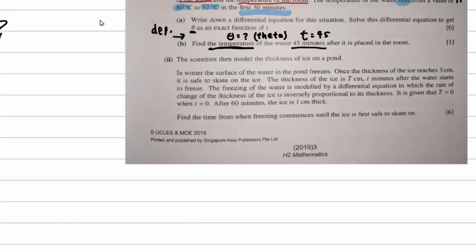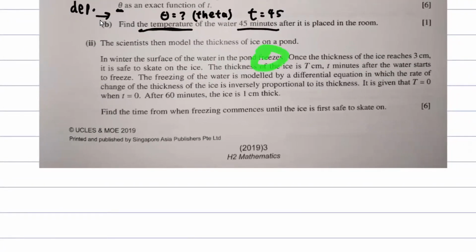So in winter, the surface of the water in a pond freezes. Once the thickness of the ice reaches 3 cm, it is safe to skate on the ice. Be careful of this, 3 cm. They don't tell you for fun. You need to know what is the T representing later. So continue reading. The thickness of the ice is T cm. So now you know T equals 3. Here, t minutes after the water starts to freeze.